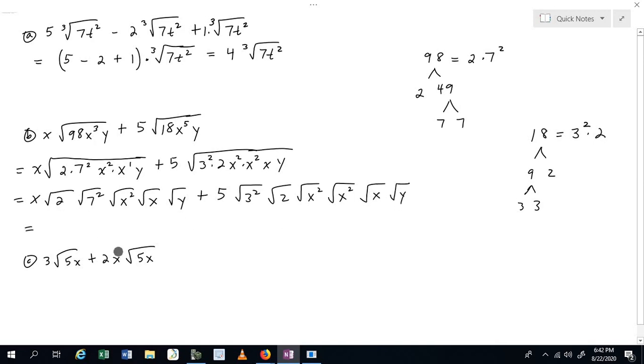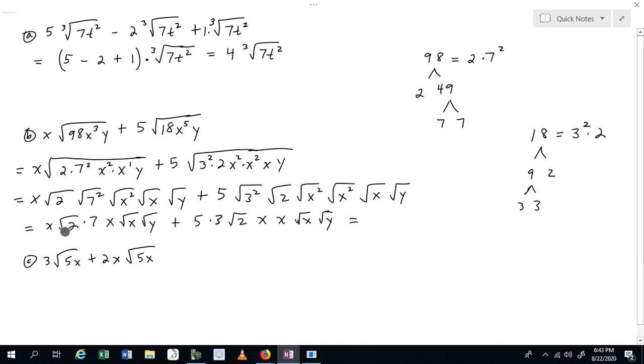Okay, and then let's see what we're left with. So this would cancel to 7. You can't simplify this any further. So that's 7. This is x. This you can't simplify, and this you can't simplify. And then the 5, this simplifies to 3, so that becomes 5 times 3. Square root of 2 does not simplify. This becomes x, and this becomes x. And then this is the square root of x and the square root of y.